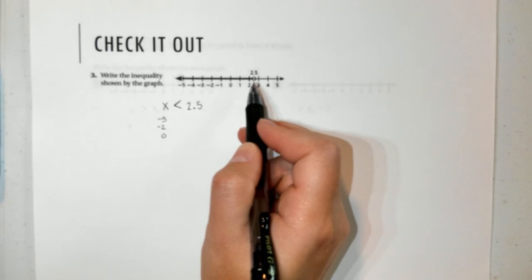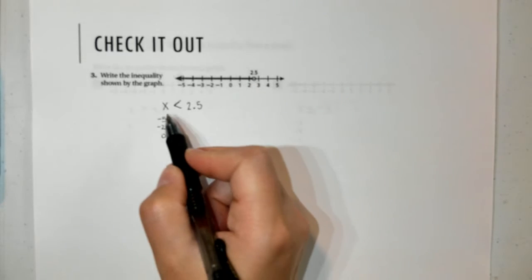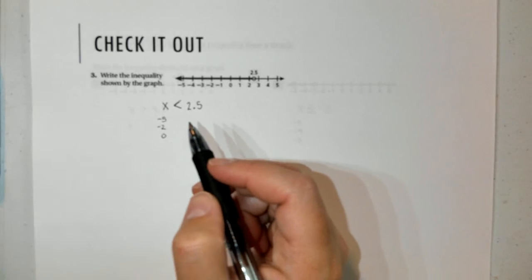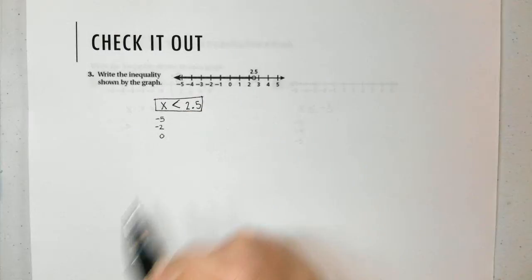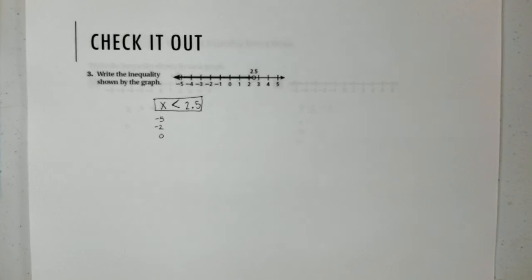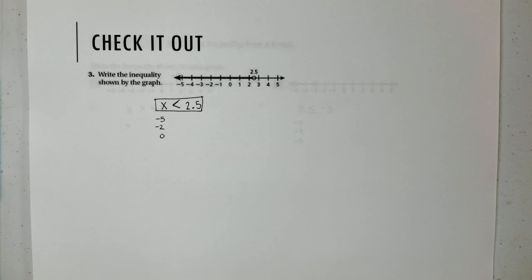Open dot means there's no equal to, so 2.5 isn't a solution. So my answer here is x is less than 2.5, and that would be your final answer. And if you picked a different variable, you're just going to have a different letter besides x, but your answer would still be correct.